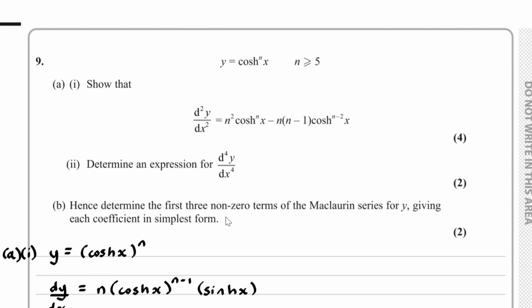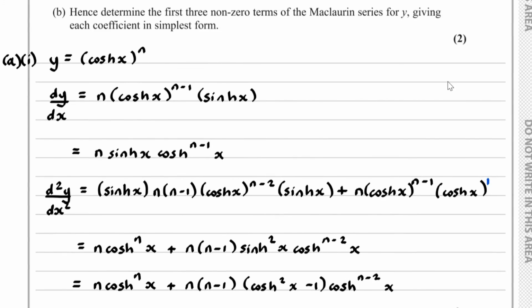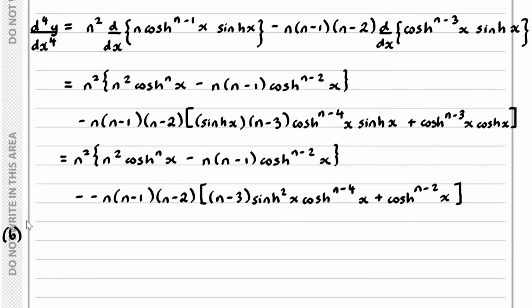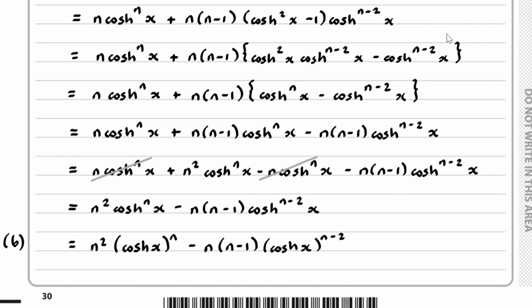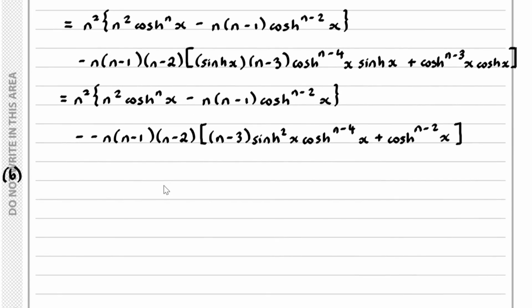Now, hence determine the first three non-zero terms of the Maclaurin series for y, giving each coefficient in its simplest form. And in the formula book here is the formula for the Maclaurin series. I need to work out y of 0, y dash of 0, y double dash of 0, and so on and so forth. So, we begin for part B of the question with y.